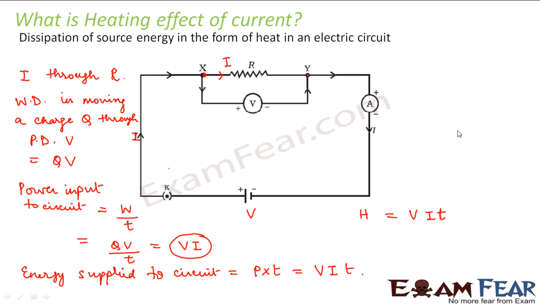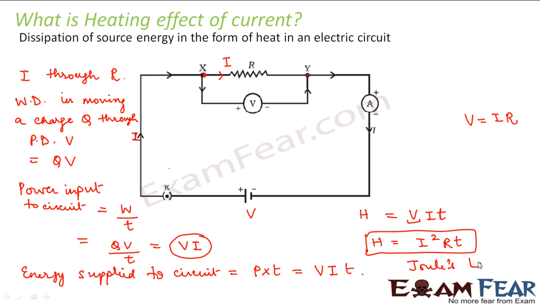Now from Ohm's law, we know that V is equal to IR. So we can put V equal to IR, and we get H is equal to I square RT. This is known as Joule's law of heating. This is called Joule's law of heating.